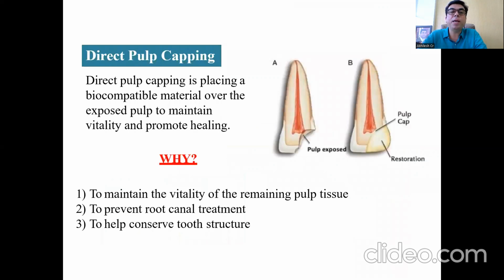What do you do in direct pulp capping? Direct pulp capping is placing a biocompatible material over the exposed pulp to maintain vitality and promote healing. Why are we doing that? To maintain the vitality of the remaining pulp tissue, to prevent root canal treatment, and to help conserve the tooth structure. The diagram is given.